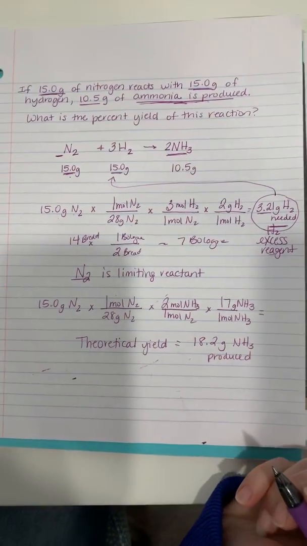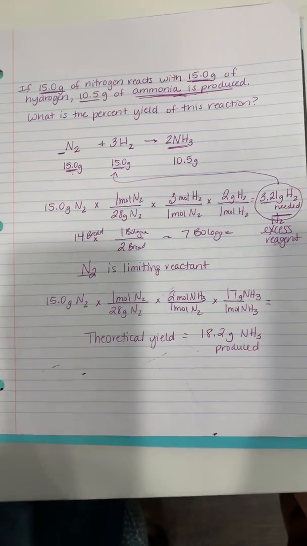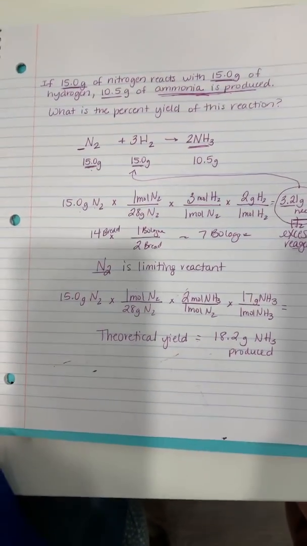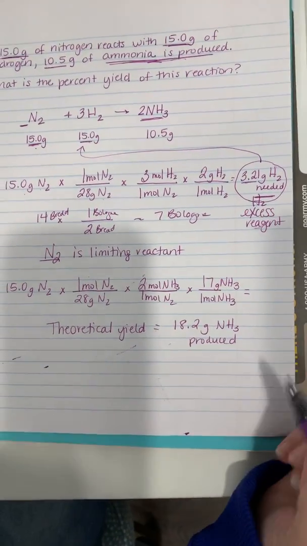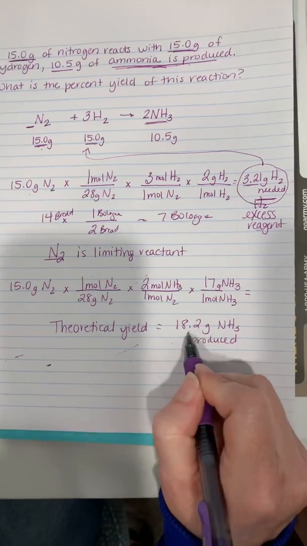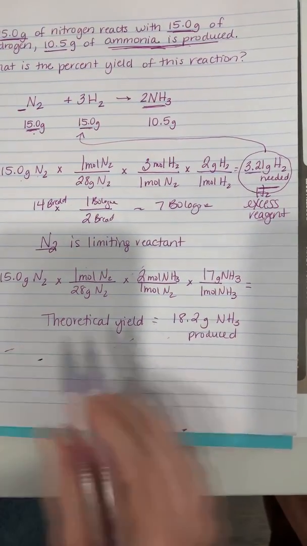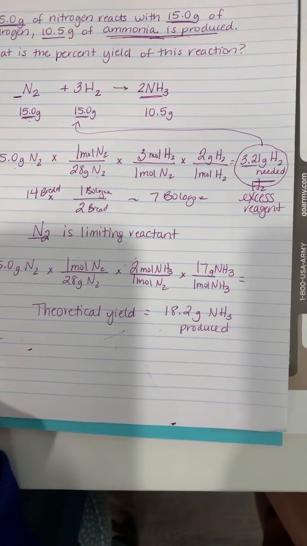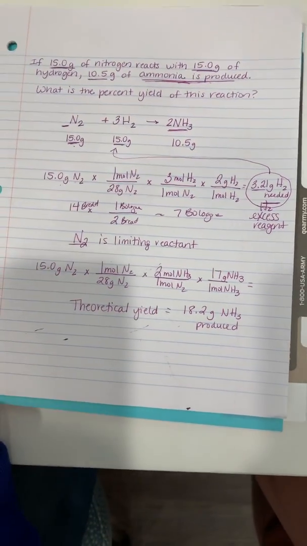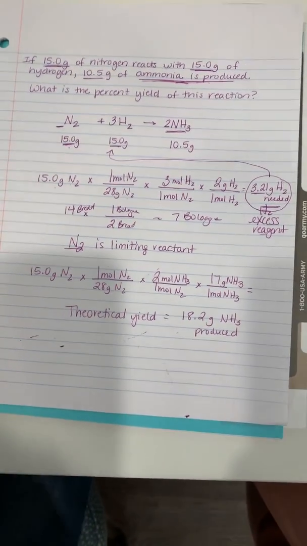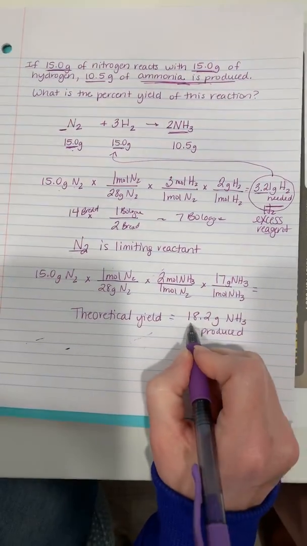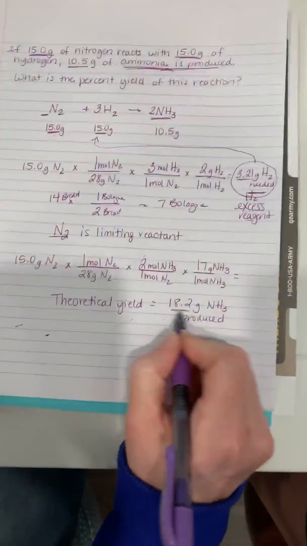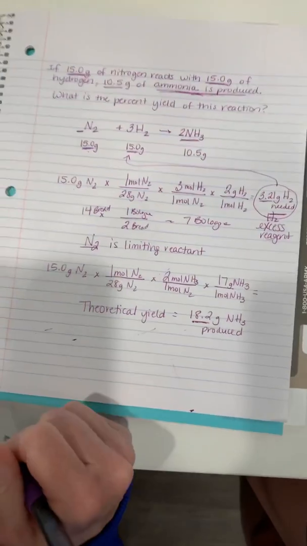Now we know in a lab, and especially in a lab like ours, things don't go perfectly. Rarely do we get 100% yield. Rarely do we see the exact amount that we should get on paper. So what scientists often do is they calculate percent yield to see how close are we? Did we get close or are we way off? So this is my theoretical yield. This is what we should get according to the work I did on paper.